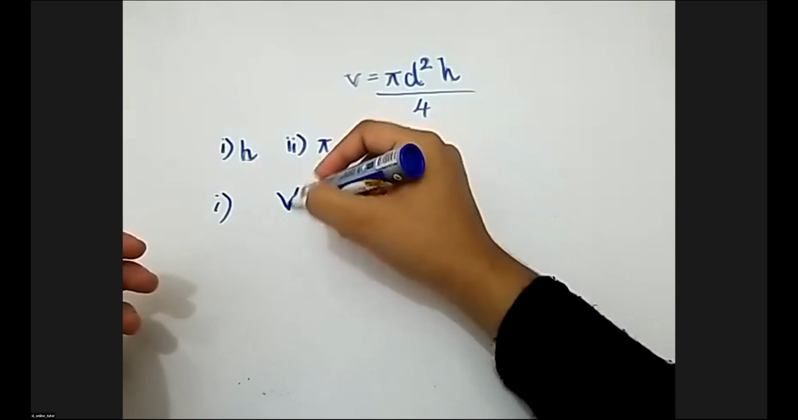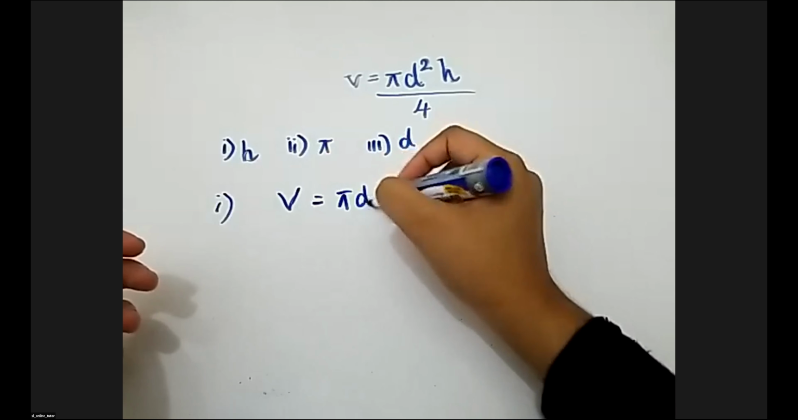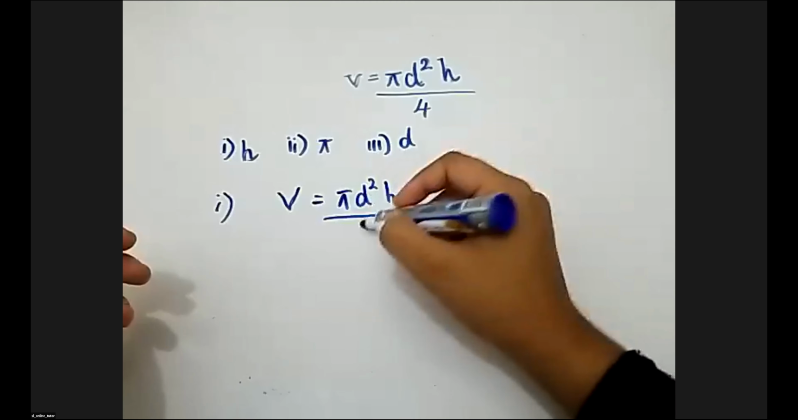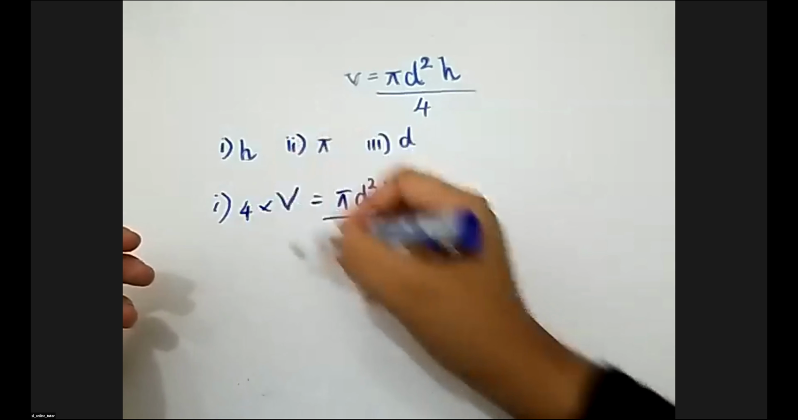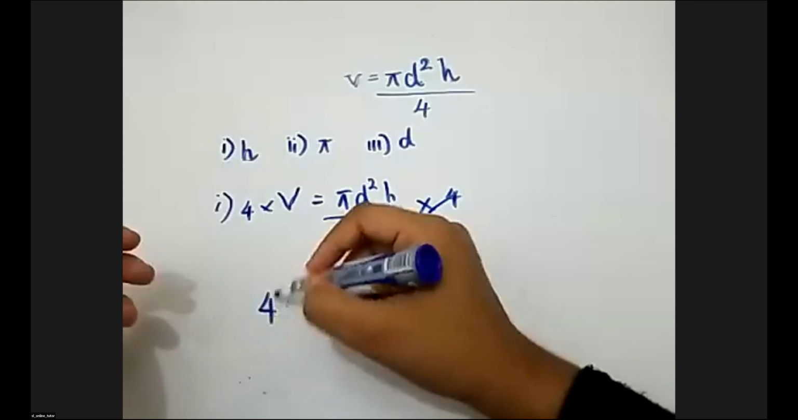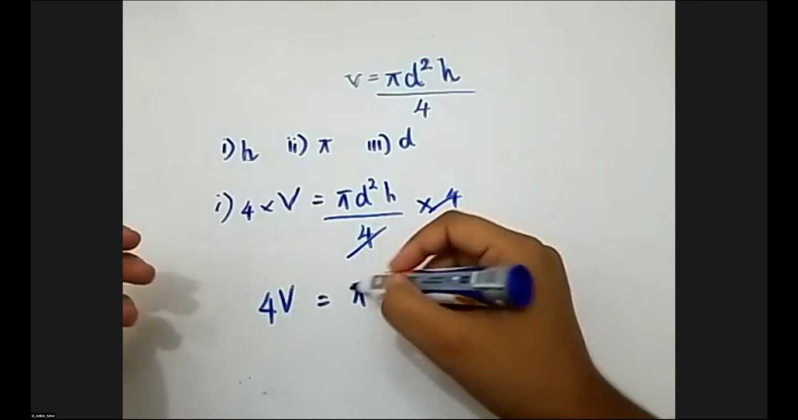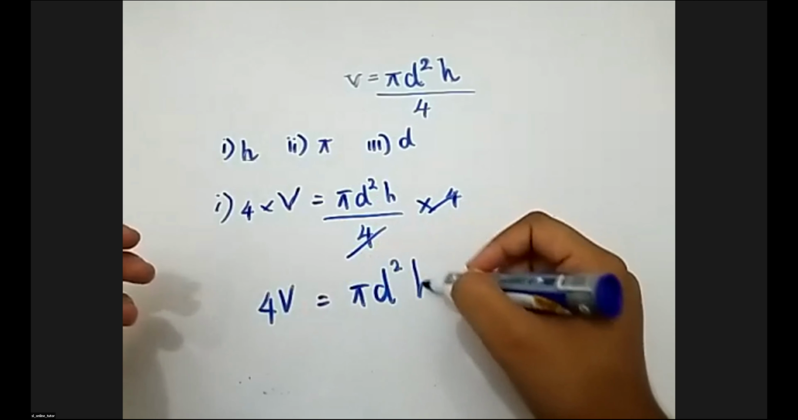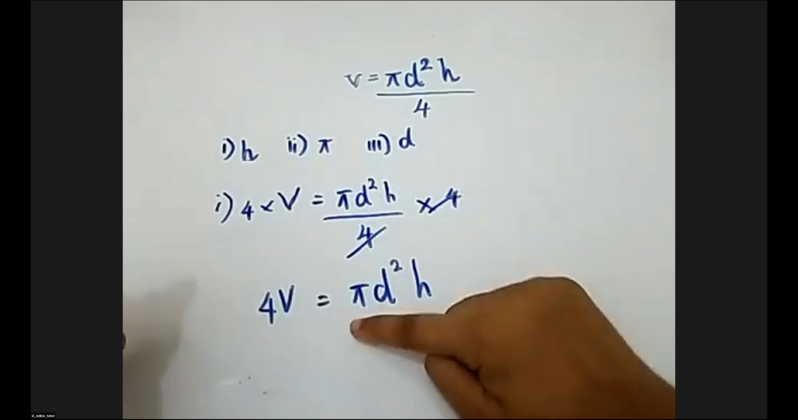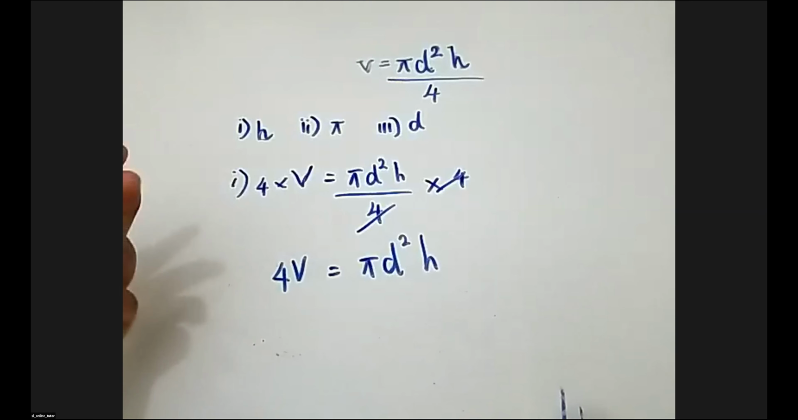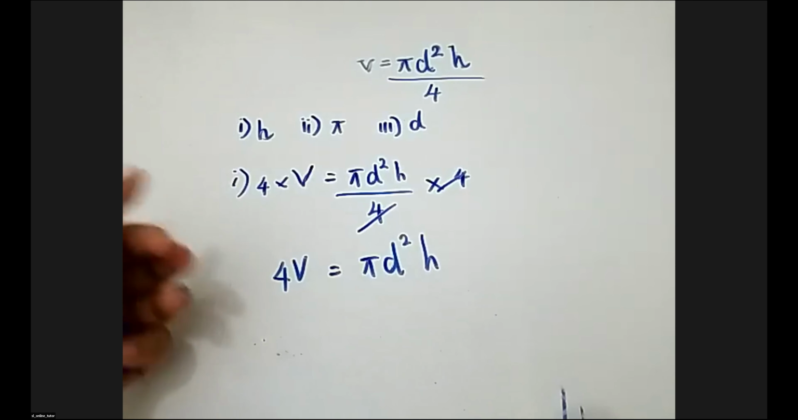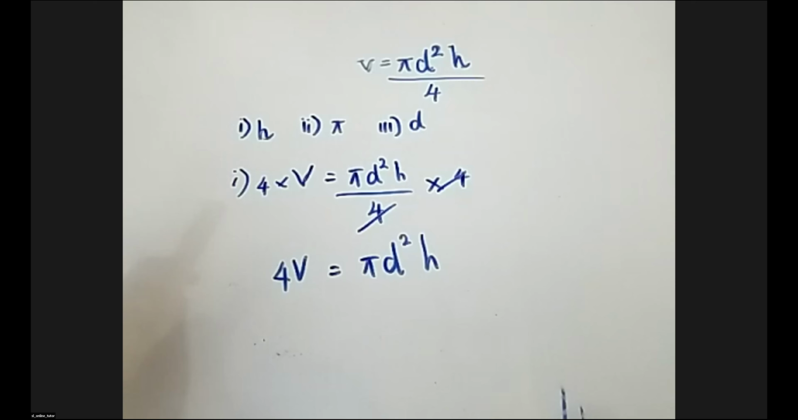Now I can write down V equals pi d squared h over 4. To remove 4, I can multiply both sides by 4. 4 and 4 cancel. I get 4v equals pi d squared h. Now look at this one. How are they attached? How are they linked? Is it by addition or multiplication or division or subtraction? Multiplication. It is attached by multiplication.